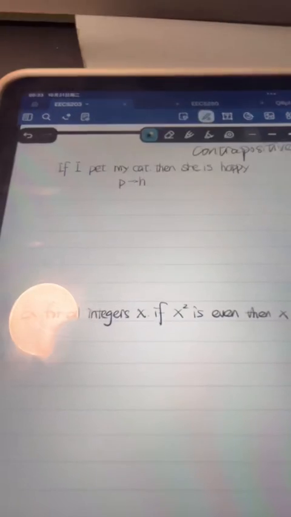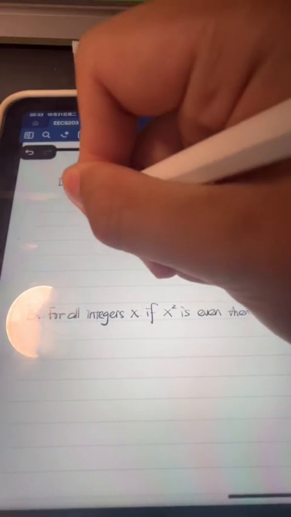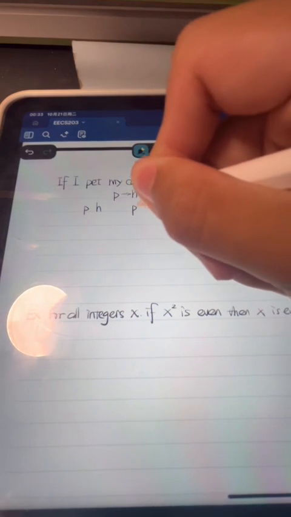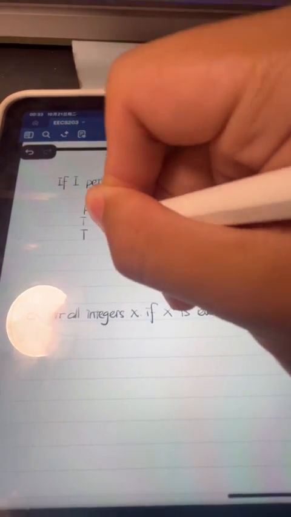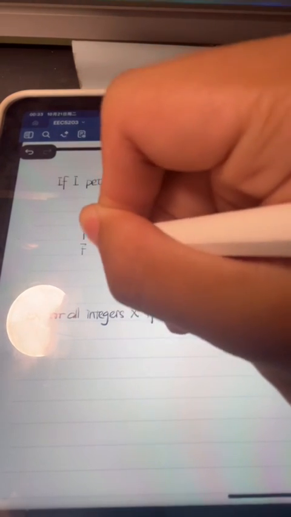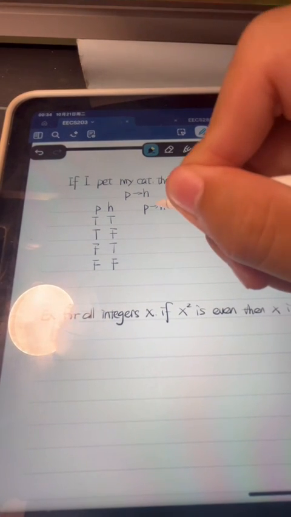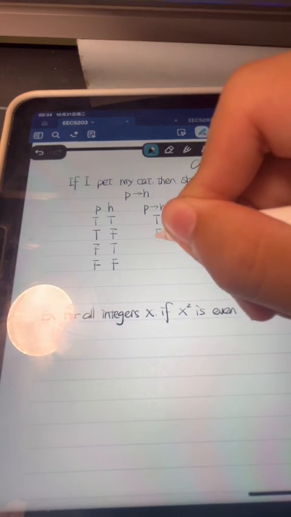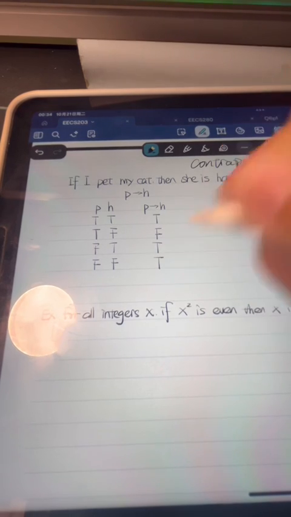So we first state the if-then truth table: P, H, if P then H. We have already learned it. This is true, true, false, false, with P true, true, false, false, and H true, false, true, false. From the if-then statement, we know that true to true is true, true then false is false, false then true is true, and false then false is still true.